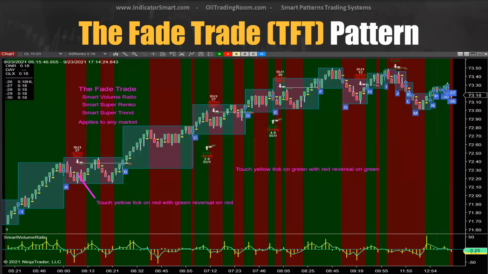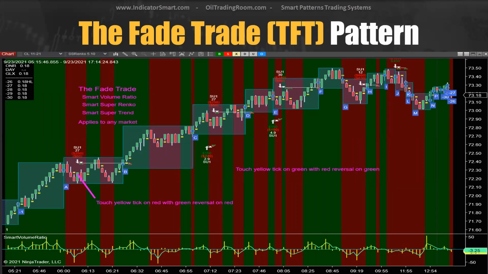So here's the pattern. If I get a yellow tick on a smart volume ratio background color, say a yellow tick right there, and the market interacts with that on a red background. So red background, yellow tick, green reversal. Touch yellow tick on red with green reversal, and then it goes 10 ticks lower. Where else do we get that? Oh, it happens again over here. Come down and I touch that.